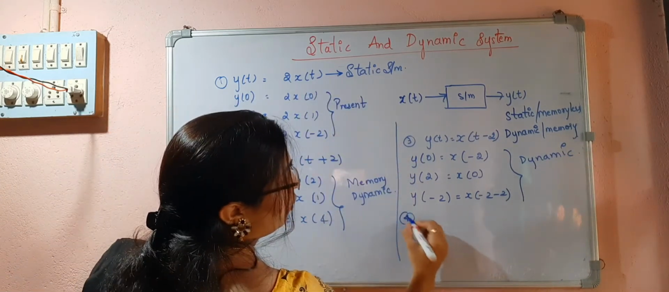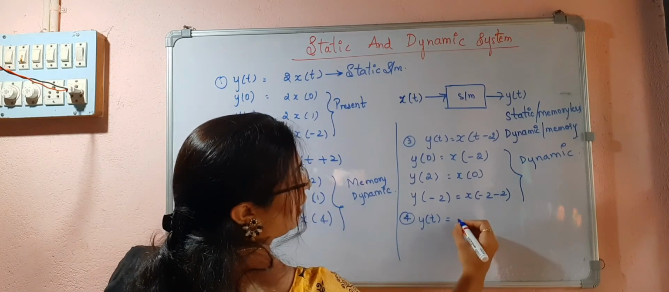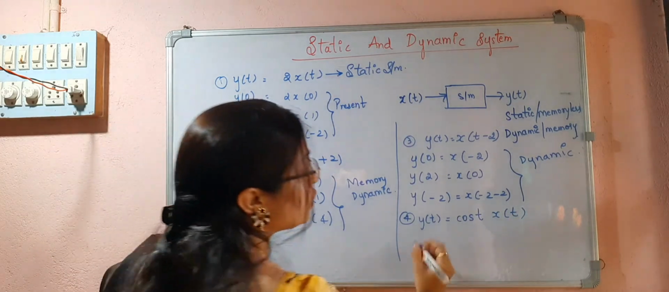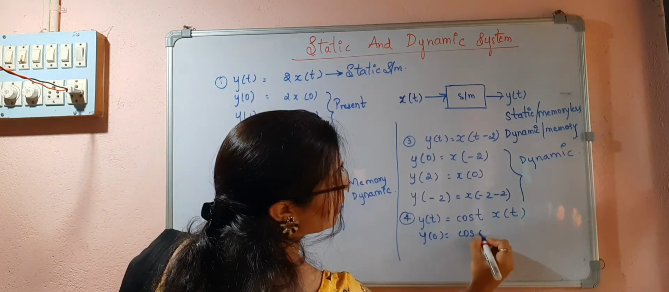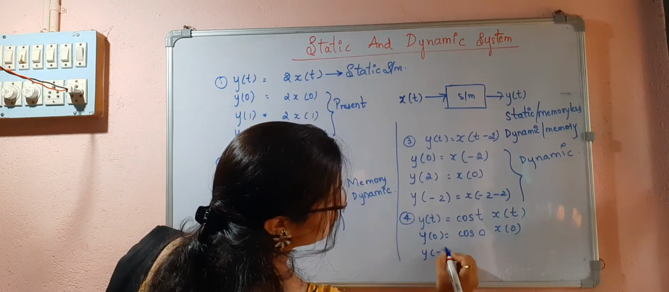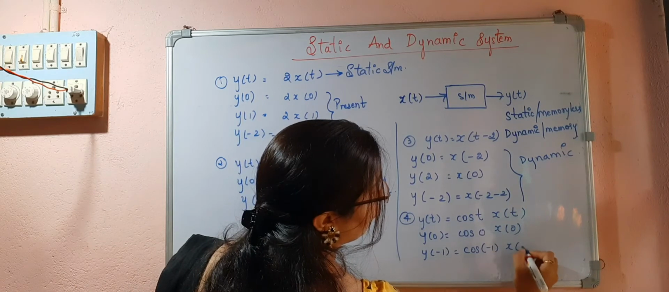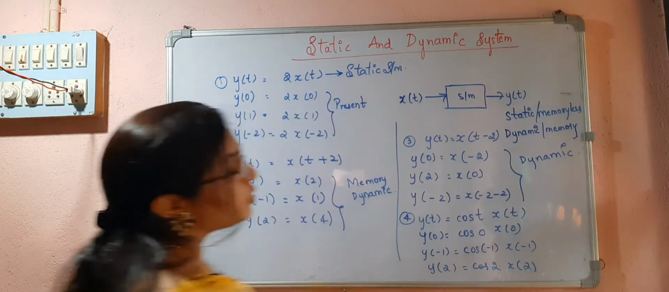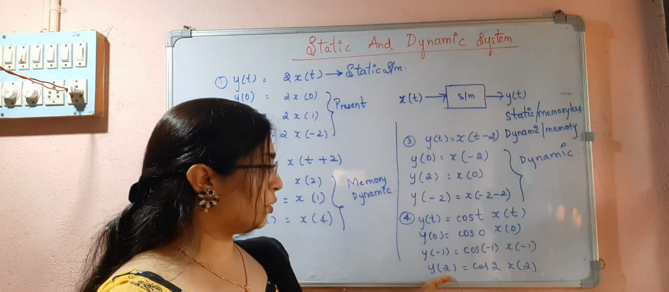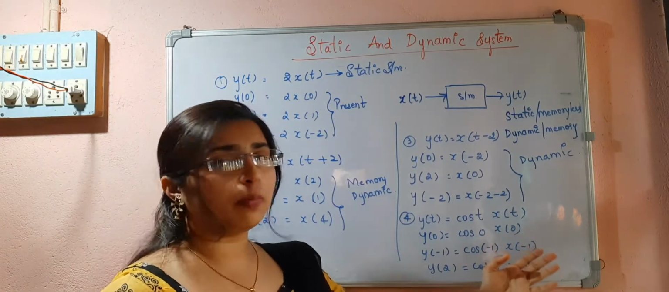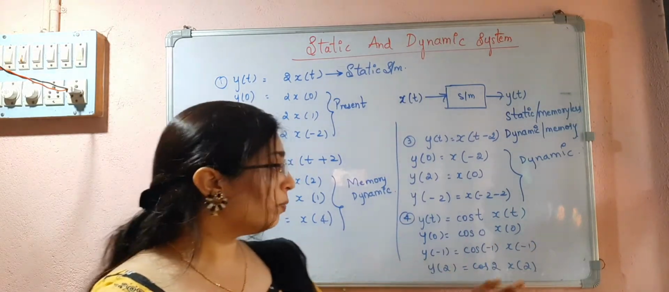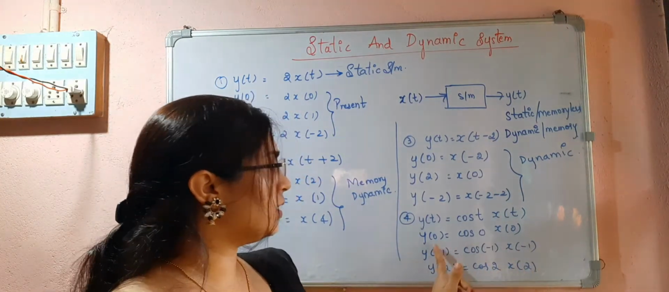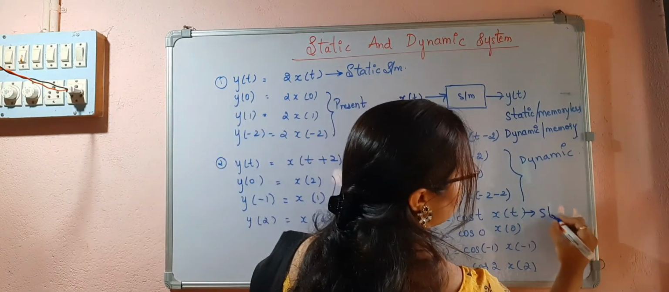Fourth one, y of t is equal to, we can consider, cos t x of t. So y of 0 is equal to cos 0 x of 0. y of minus 1 is cos of minus 1 x of minus 1. y of 2 is equal to cos 2 x of 2. So just put the negative value, positive value and 0, and check if it is depending upon the past, future or the present value. Here you can see it is depending on the present value itself. 2, 2. Minus 1, minus 1. 0, 0. So this is a static system.